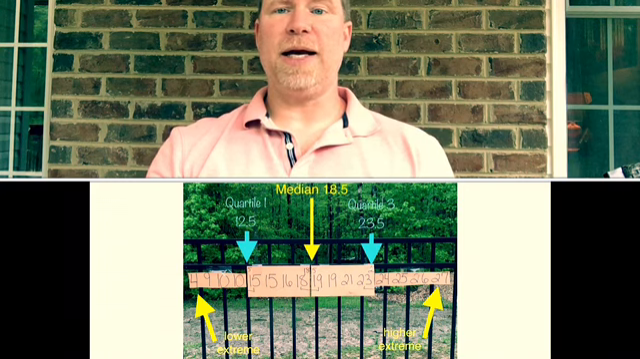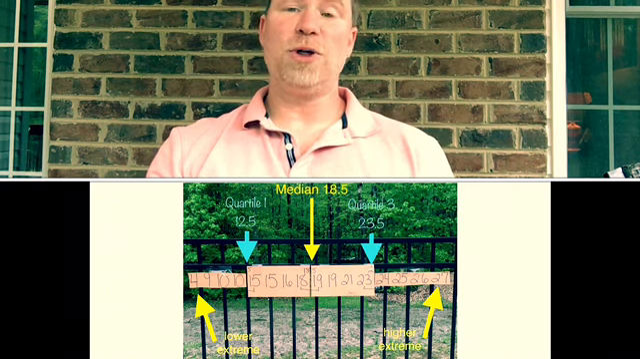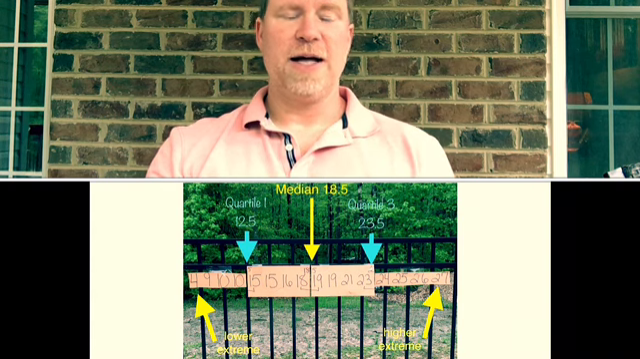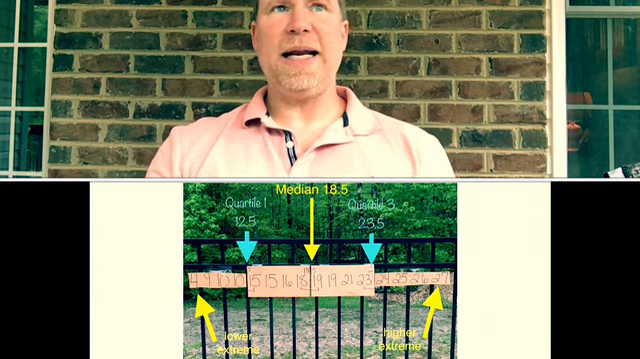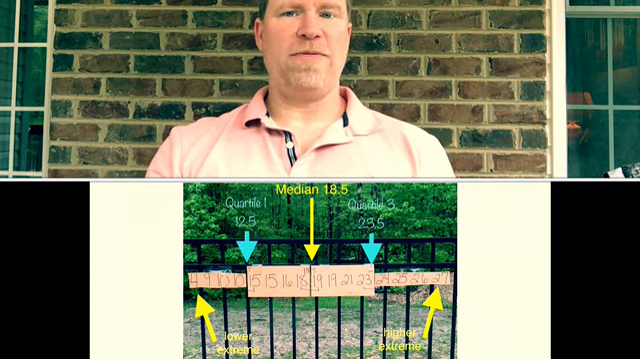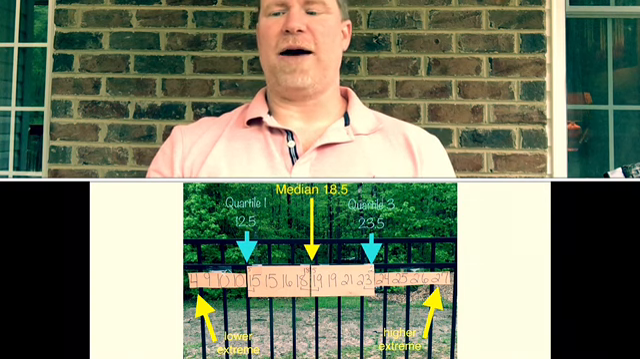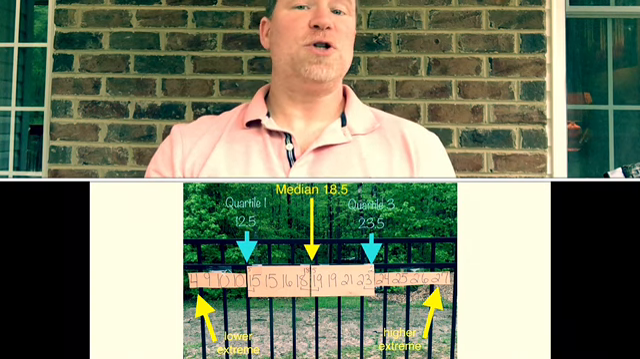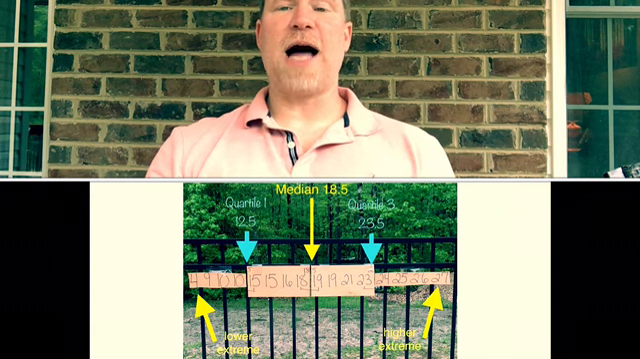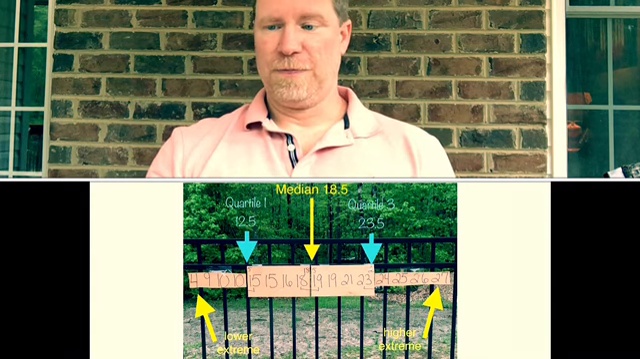I obtained the median of the entire set of data, which was 18.5. Then I obtained the median of the lower half of my numbers, which was 12.5. That is our first quartile. And then if you look at the upper half, that was a median of 23.5. That becomes our third quartile.